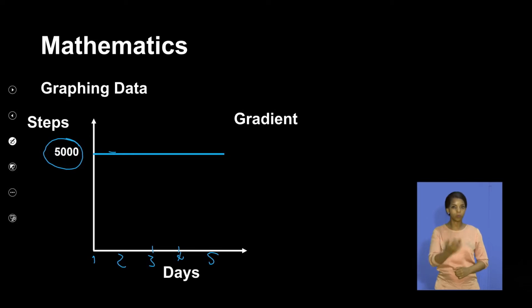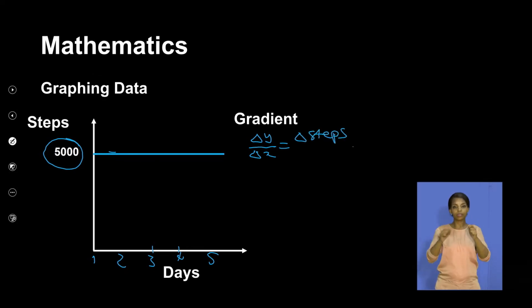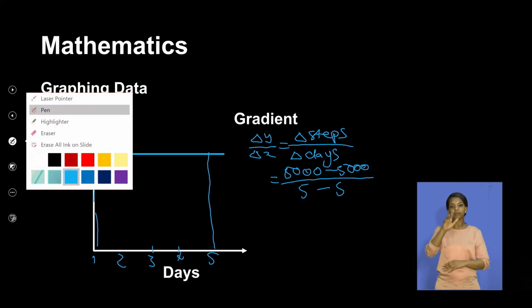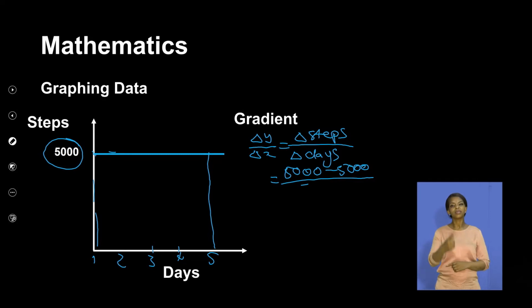Remember that our gradient is going to be our change in y over our change in x, right? So in this instance, it will be our change in steps divided by our change in days, right? So our change in steps in this context will be 5,000 minus 5,000, and you divide this by the days. So we can take this day here and that day there. This was when this person walked 5,000 on the 5th day, minus when they walked 5,000 on the first day. So this will be 5 minus 1. So you can see this becomes 0 over 4, which becomes 0.